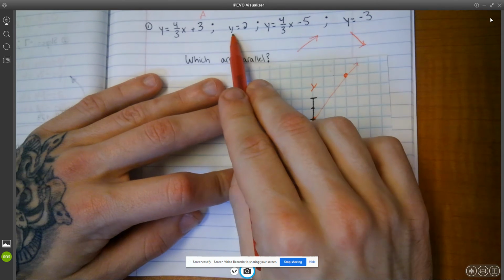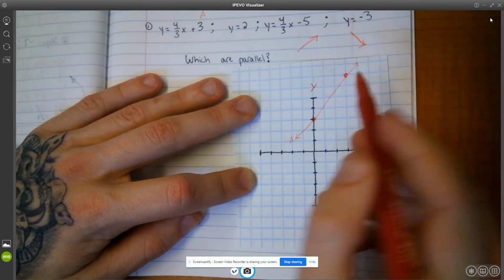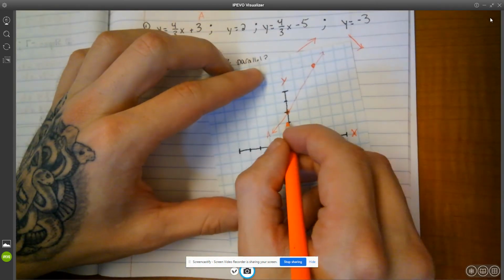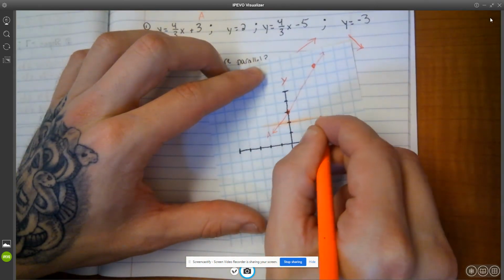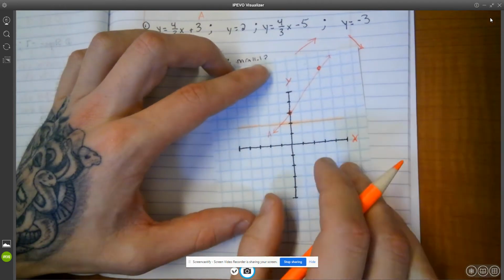B, y is equal to 2. For this one, we're going to go up to 2. Here is 2, and we're going to draw a line right at 2. I'm going to get a different color for this one. It's going to be right at 2, and it's going to keep going. y equals 2.